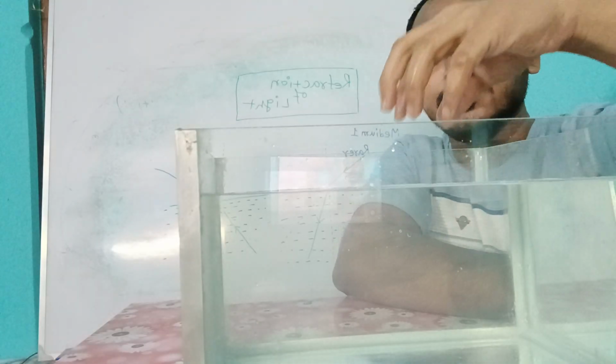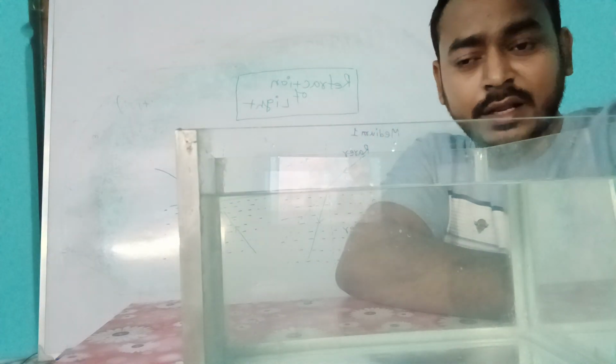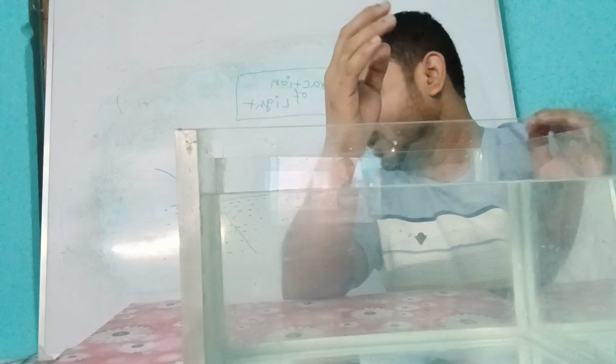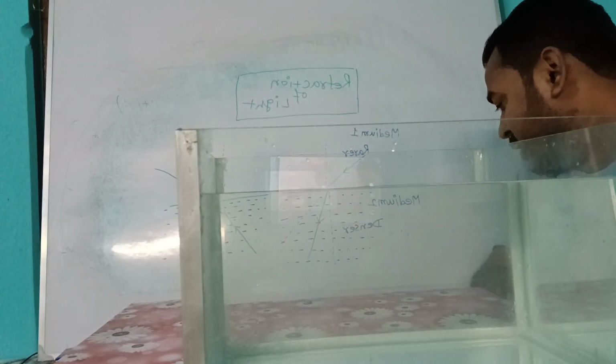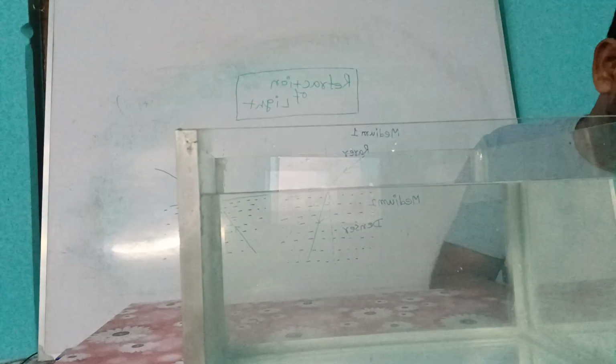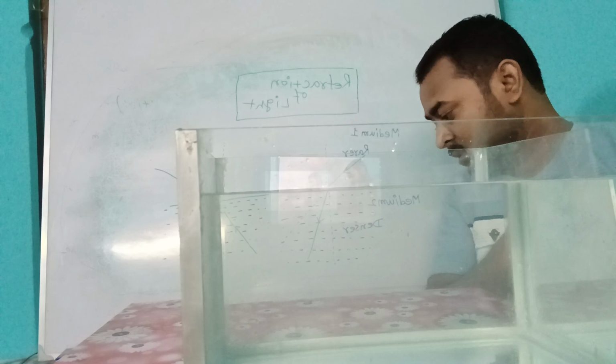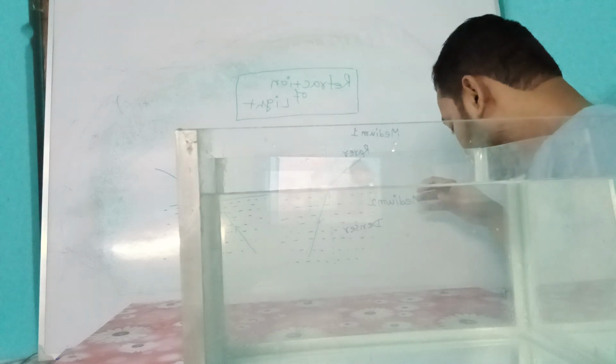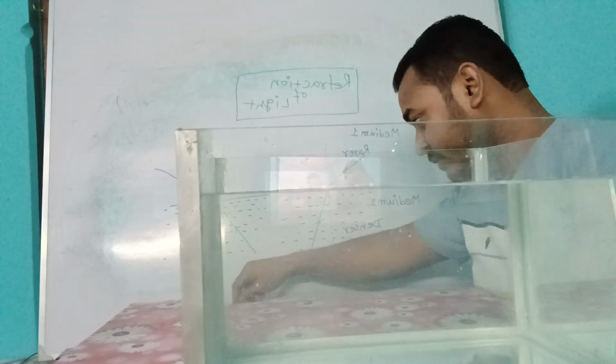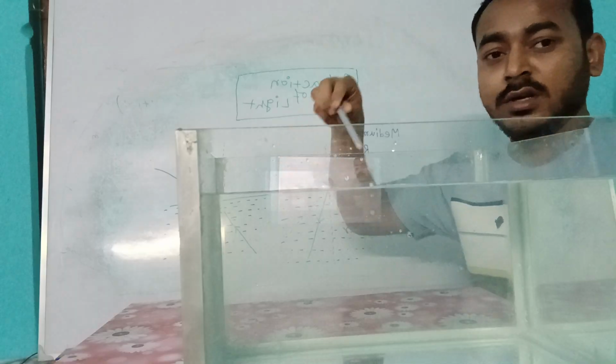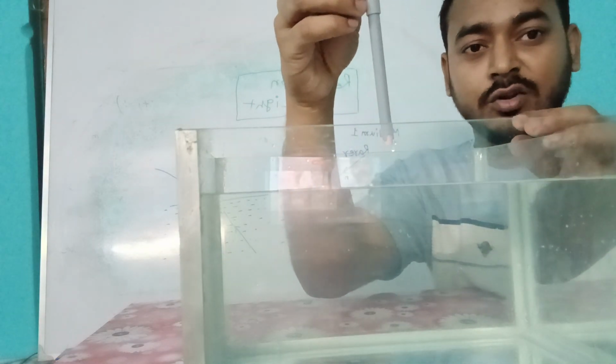So when light enters from denser to rarer, it moves away from the normal. Now, make it clear at first. Let me use one scale. Or you can say, let me use this pen also. Consider this is the normal.